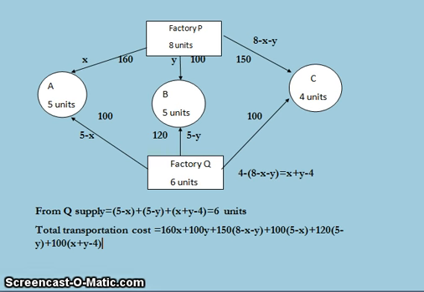And thus the total transportation cost in rupees is equal to 160 into X plus 100 into Y plus 150 into (8 minus X minus Y) plus 100 into (5 minus X) plus 120 into (5 minus Y) plus 100 into (X plus Y minus 4), which on simplification gives us a value of 10 into (X minus 7Y) plus 190.